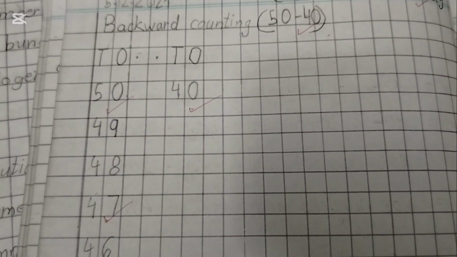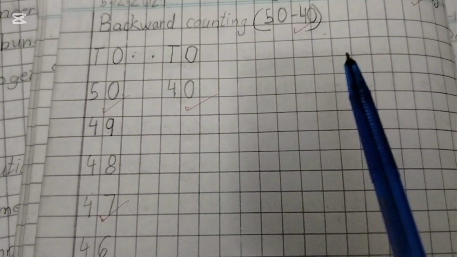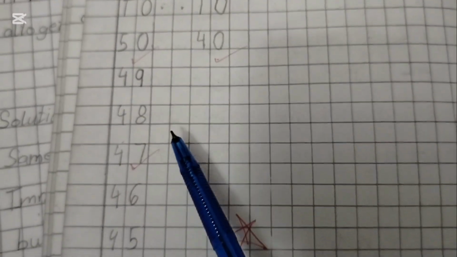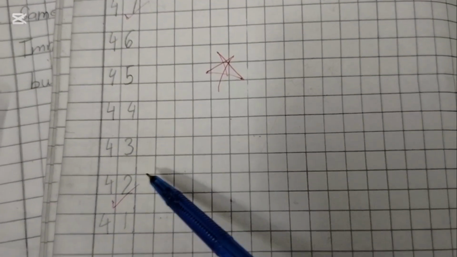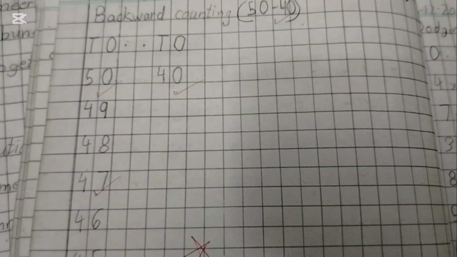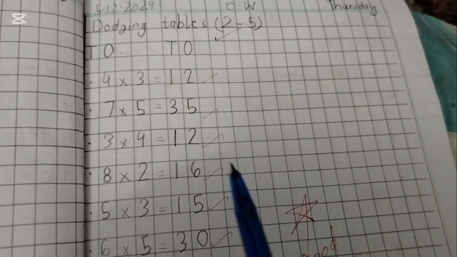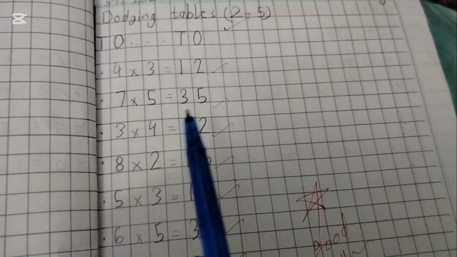On the next page, we see the backward counting from 50 to 40. 50, 49, 48, 47, 46, 45, 44, 43, 42, 41, and 40. Then the skip counting table from 2 to 5.